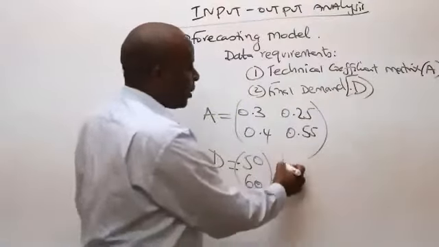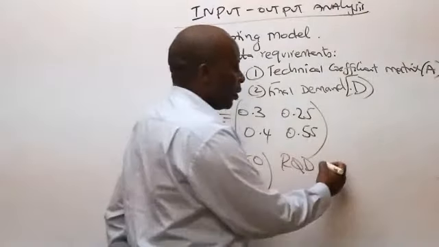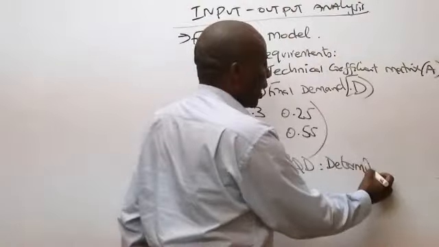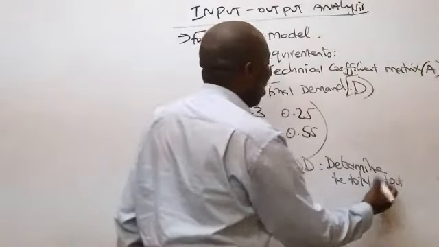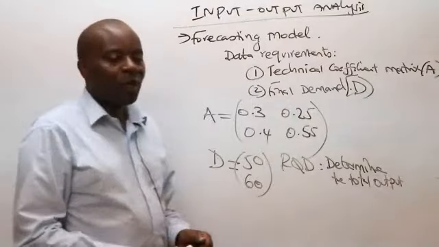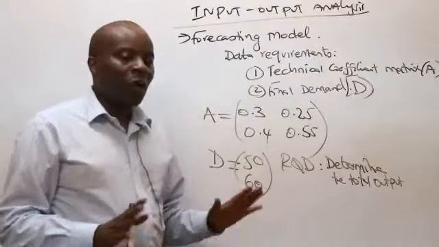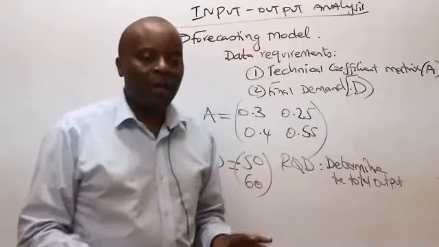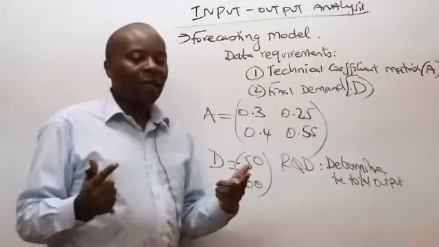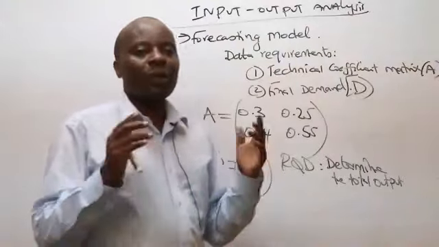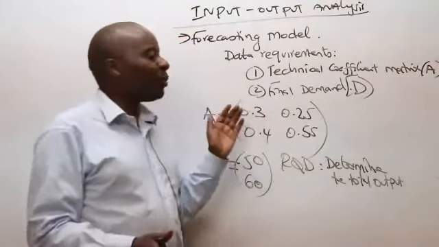We are required to do something very easy: determine the total output. Before I tell you how we construct the technical coefficients matrix and what final demand stands for, let's start by putting everything in perspective by looking at how we do the modeling. Once we understand the modeling, the background to the model will be straightforward. So this is my little example for you.